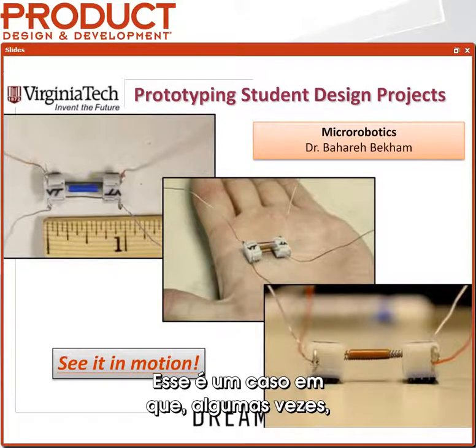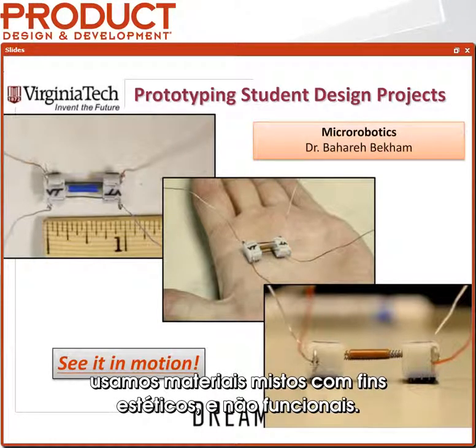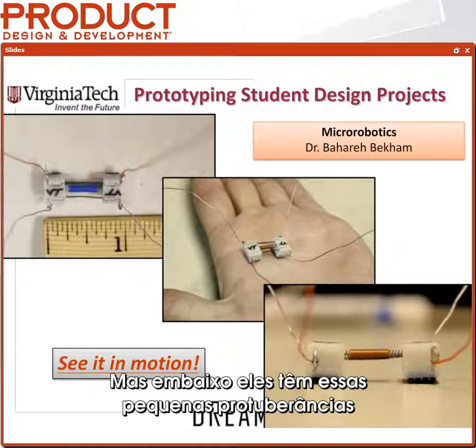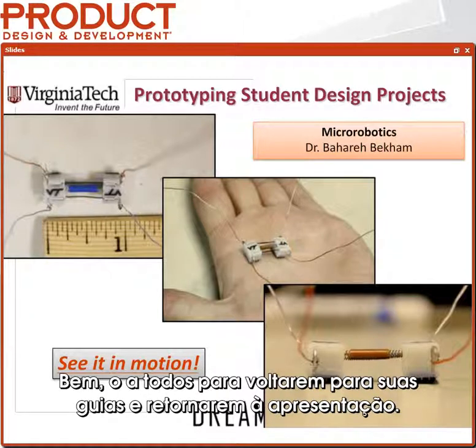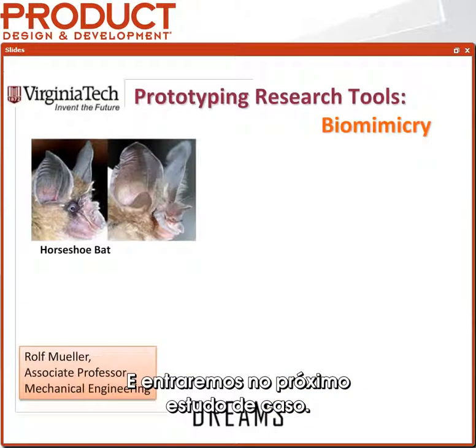So this is a case where sometimes we use mixed materials for aesthetic purposes and not for functional purposes. But on the bottom, they have those small little nubs that allow it to move and grip the surface. So I'll invite you to switch back to your tab to come back to the presentation, and we'll go on to the next case study.